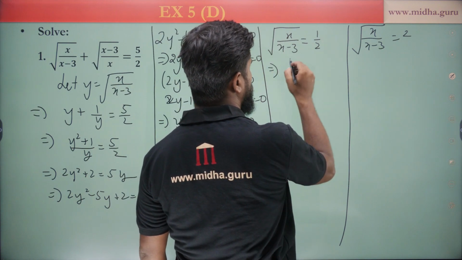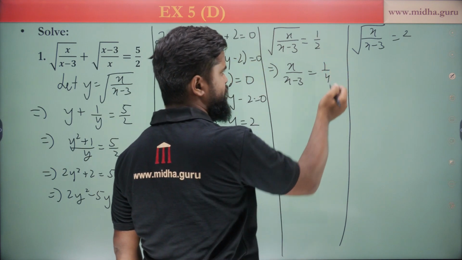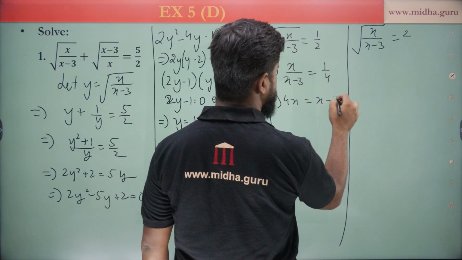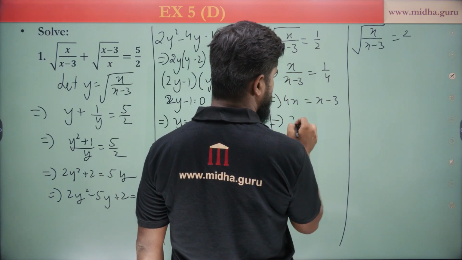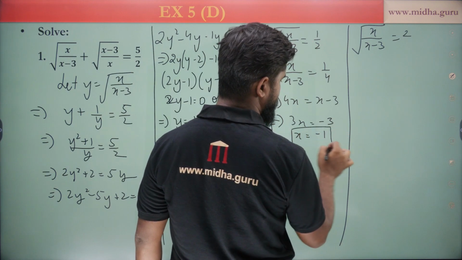So taking the square on both sides, we will get x by x minus 3 is equal to 1 by 4, since the square of 1 is 1 and the square of 2 is 4. So I multiply this, I get 4x is equal to x minus 3. I bring x to this side, it becomes 3x is equal to minus 3. So x is equal to minus 1.